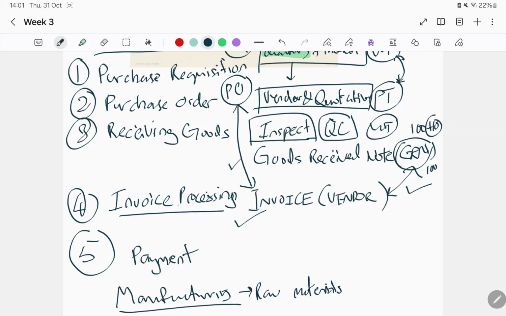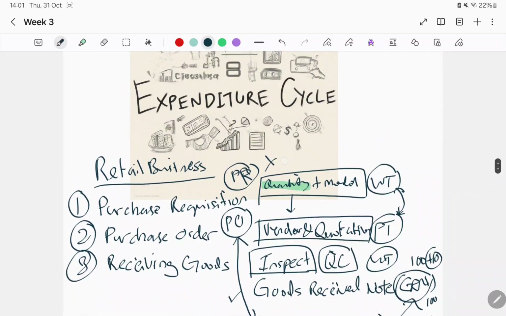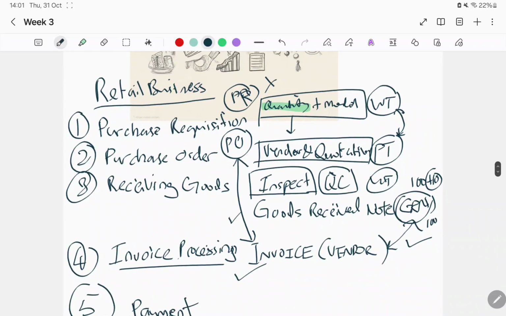In this, we are looking at the stock to sell, right? But it might also be looking at maybe furniture for their business to operate. That's why they call it the expenditure cycle. It is not limited to the goods, but it's focused on when a company wants to spend money. When companies spend their money, they will go through a sequence of steps, and usually they will go through these kinds of activities.